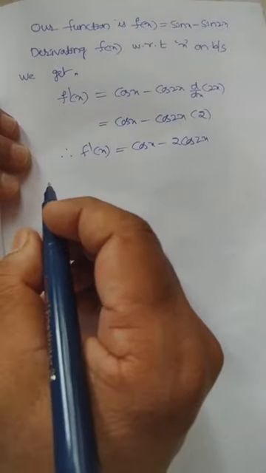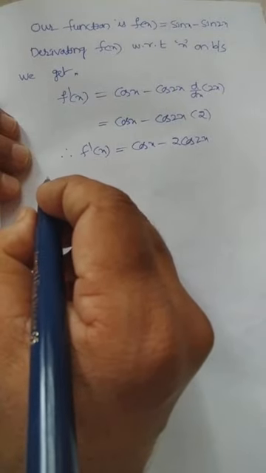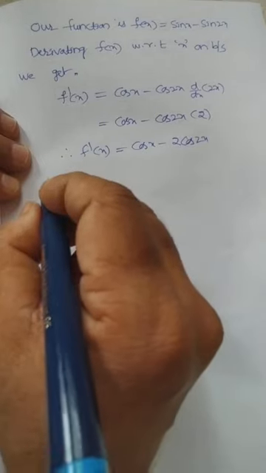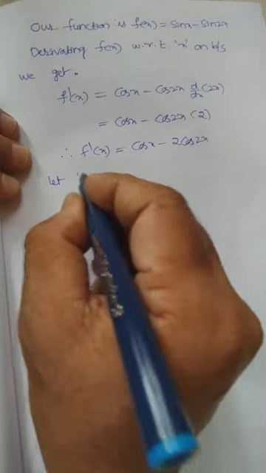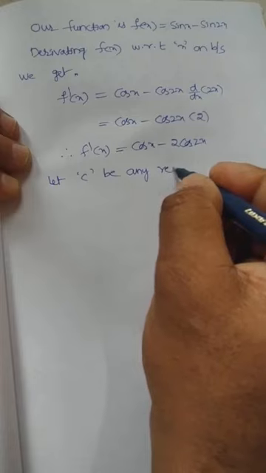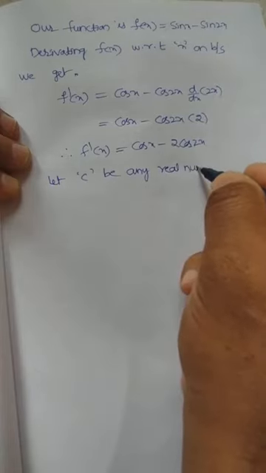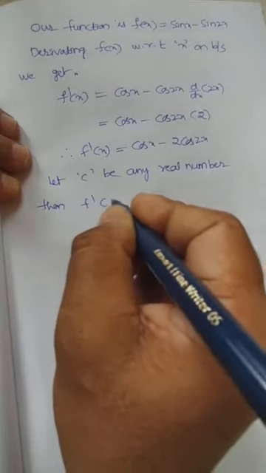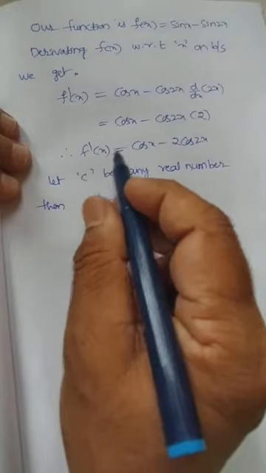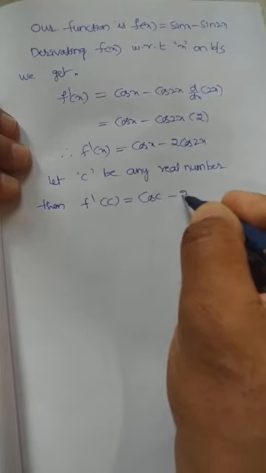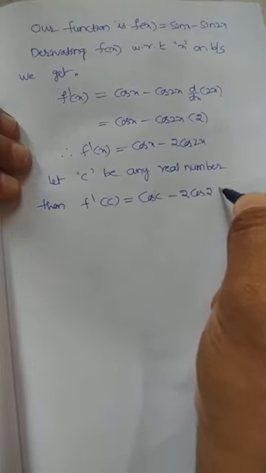Next, third step: we have to take any c, a real number, for the function f dash of x. Let c be any real number, then f dash of c must be what? Wherever you are finding the x, there you have to substitute the c. Cos c minus 2 cos 2c.